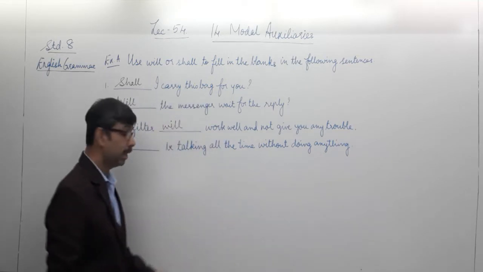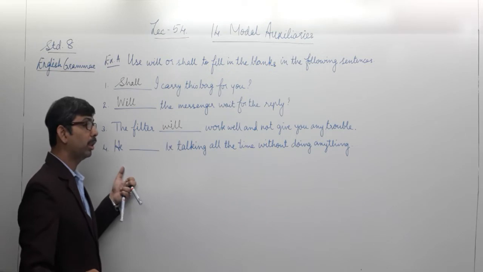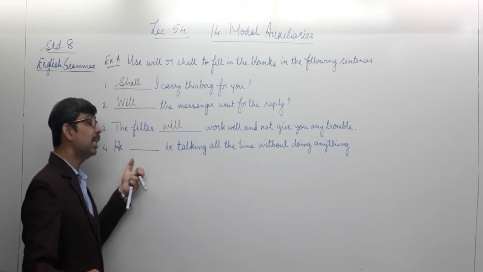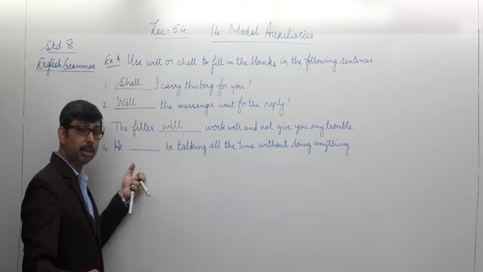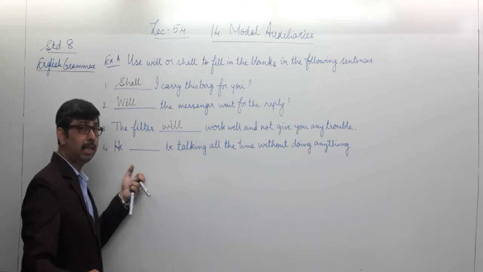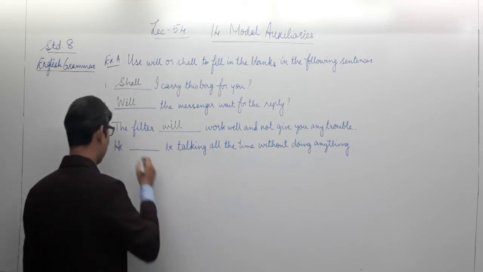So once again, in this sentence you have to apply will or shall. He dash be talking, he will be talking. You are sure about someone's nature, someone's behavior, therefore you are not saying he shall be talking. You are expressing a kind of certainty over here, that you are very well aware of the person's nature. So he will be talking all the time without doing anything. Therefore the word will is to be applied over here and not shall.